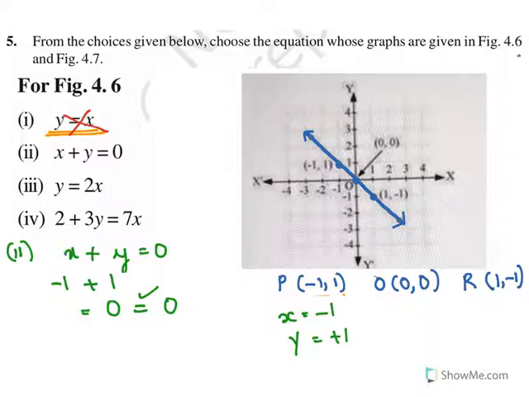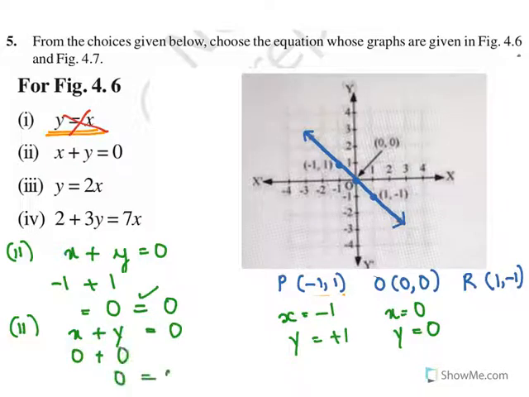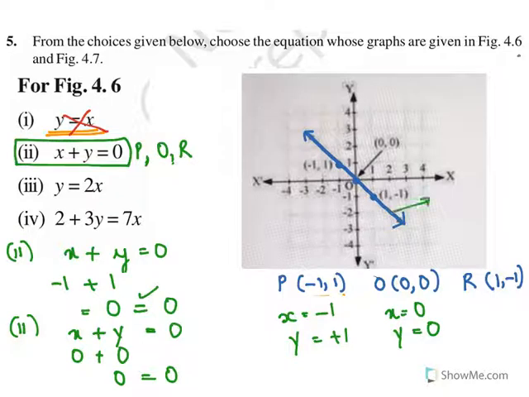Let us see if it satisfies the second point. Now for the second point here, we have x equal to 0, y equal to 0. So x plus y equal to 0. X is 0, y is 0, 0 equal to 0. Yes, it satisfies the second. And if you look up for the third, it satisfies the third too. So the points P, O, and R, we call this point O, all satisfy the equation x plus y equal to 0. So this equation must be x plus y equal to 0.